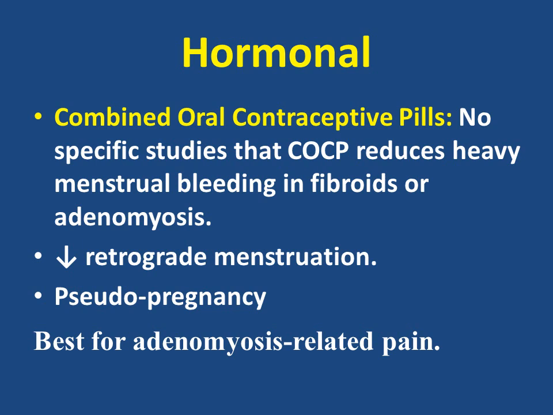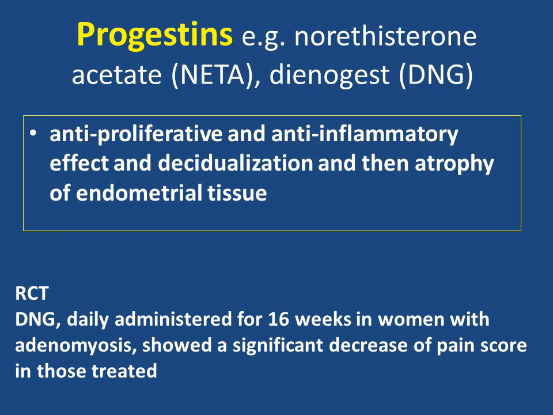It induces pseudo-pregnancy, so it is a good option for pain control. Of course, for patients who do not desire fertility, the same applies for progestins. We can give high dose of progestins and prolonged duration of progestins to achieve subsidence of symptomatology of pain and bleeding. And the best progestin is Dienogest, which had some randomized controlled trials and proved efficacy in controlling pain in those cases when it is given for a long time, up to 16 weeks.